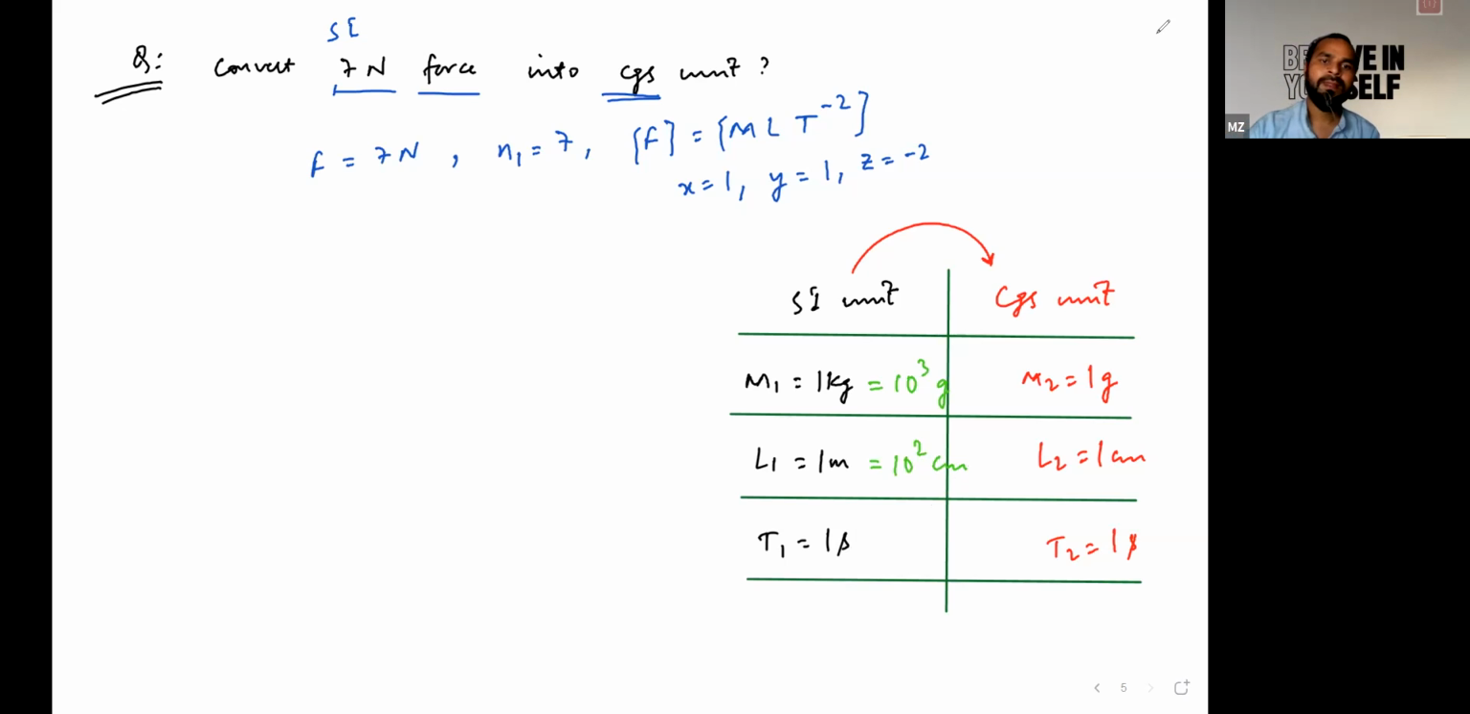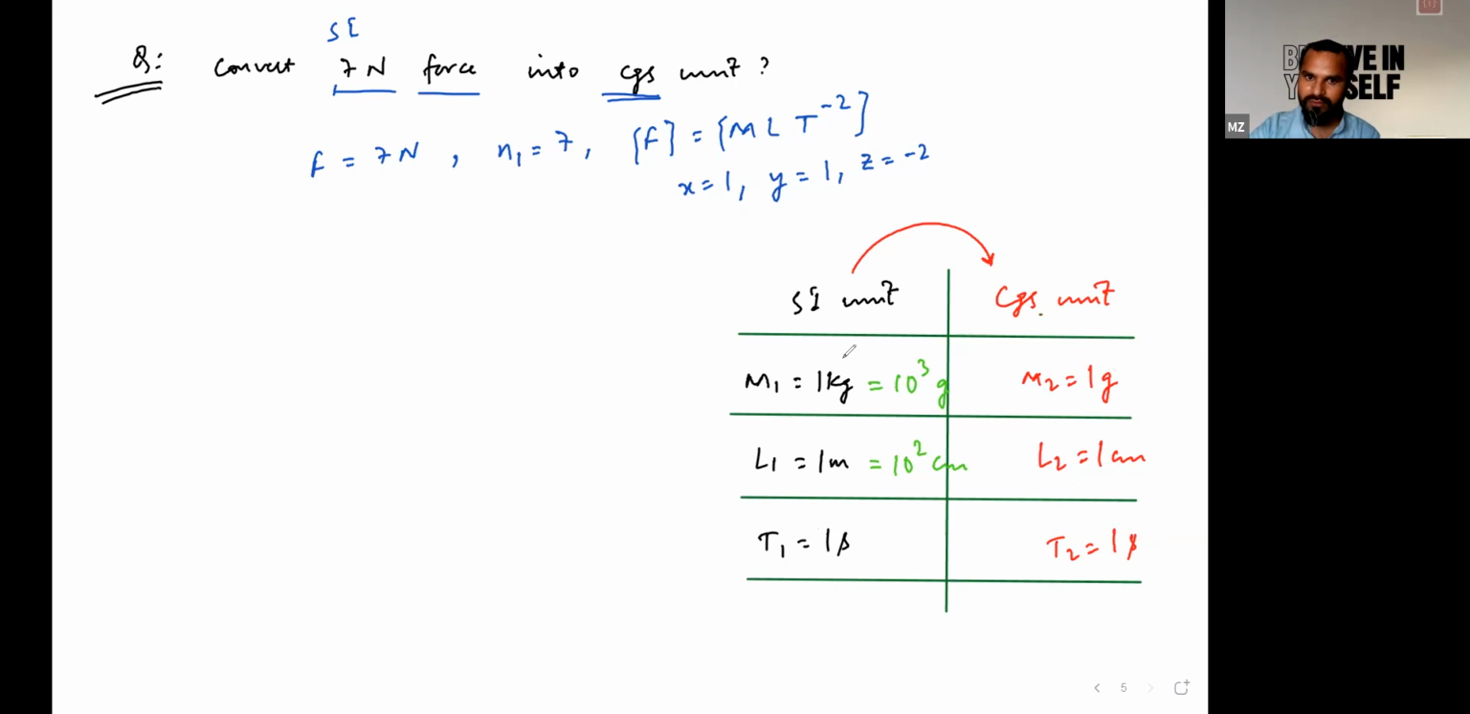Yes, sir. Could you explain again? We have to first convert the SI system of unit into the CGS system of unit. So make a conversion table. On the left-hand side, write the quantities given in the question, that is, the SI system of unit, in which mass is measured in kilogram, length is measured in meter, and time is measured in seconds. But on the right-hand side, we have to convert all the terms into CGS unit, in which mass is measured in gram, length in centimeter, and time in second.